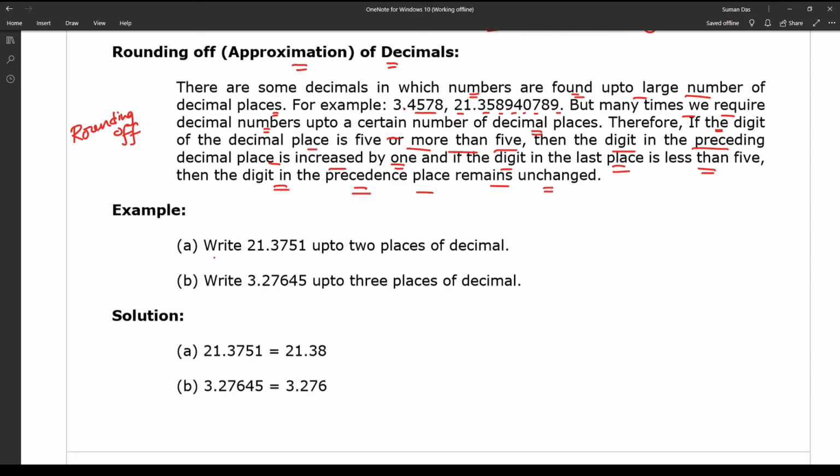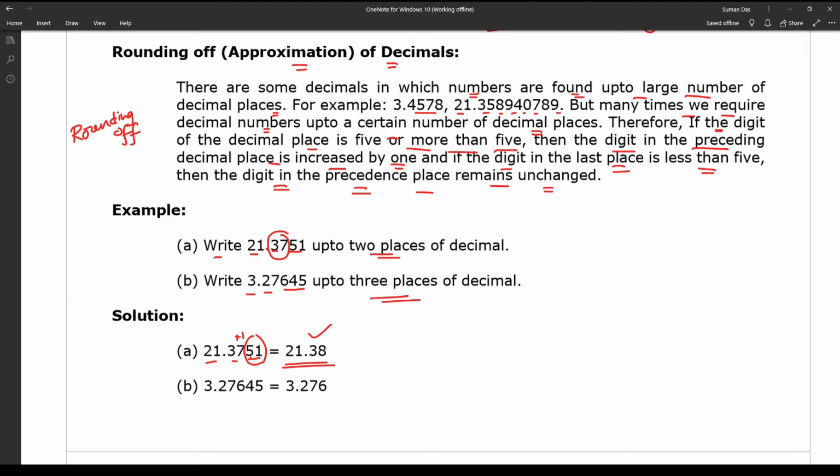Example: suppose 21.3751 up to 2 places of decimal. Up to 2 places of decimal means we have to go up to the second digit after the point. In 21.3751, the digit after 7 is 5, so we increase the 7 by 1. So we get 21.38.